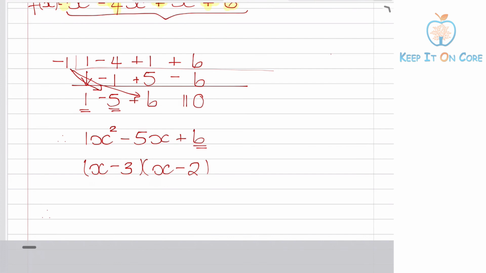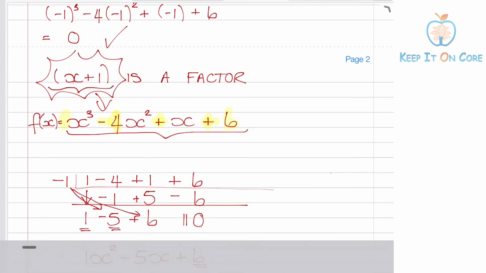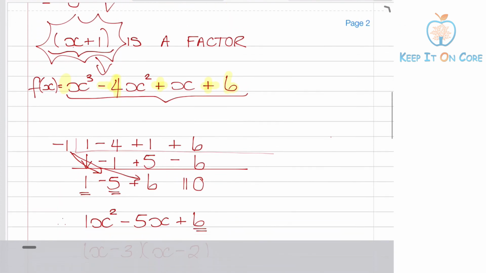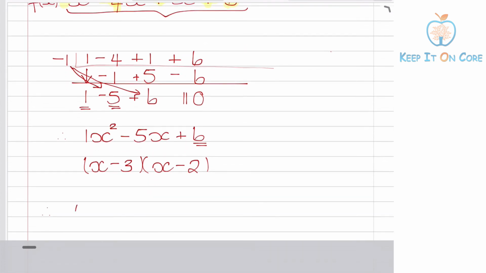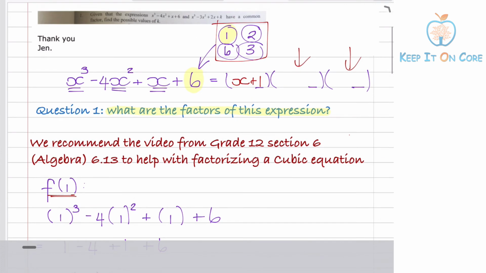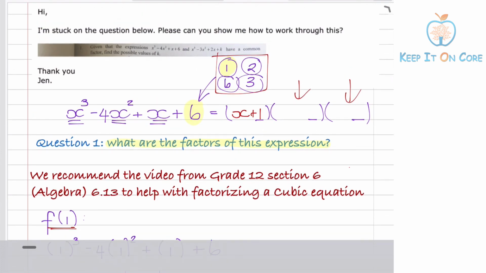So if that cubic expression is factorized, we said in the very beginning that the first bracket, which we found by trial and error, was x plus 1, and the other two brackets are x minus 3 and x minus 2. Now that we've factorized this equation, we go back and say, they told me that it's got a common factor.